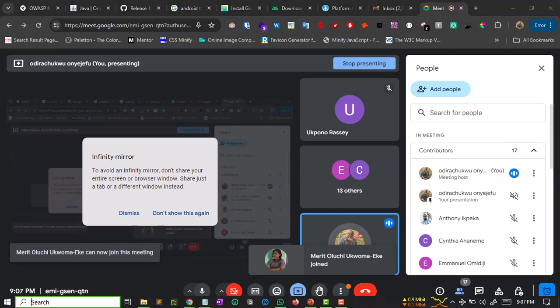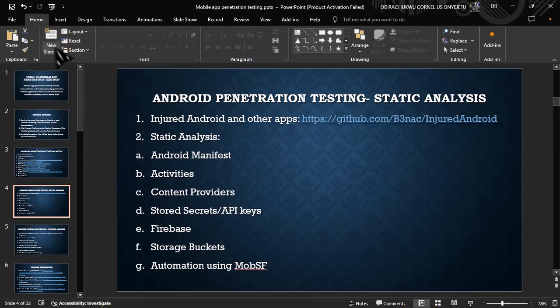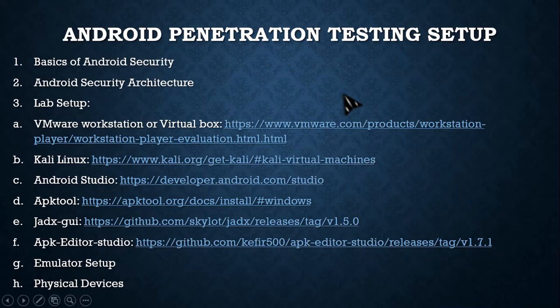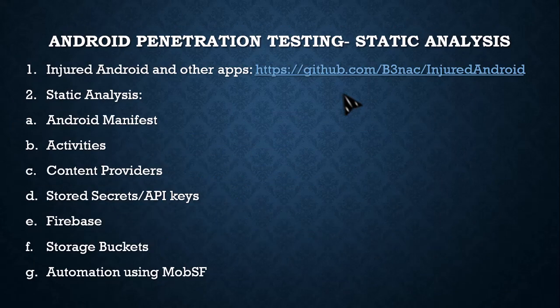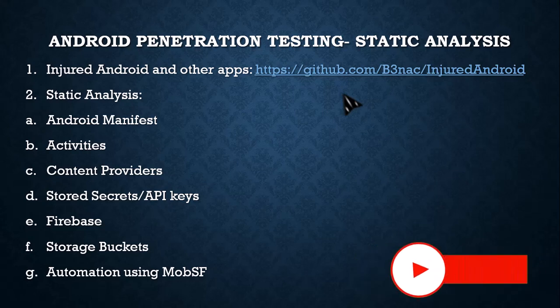Okay, let's go back to what I'm discussing. So we are talking about the Android manifest. In the Android manifest, we are going to look at the activities. We are going to look at content providers. We are going to look at stored secrets or API keys. We are going to look at Firebase storage buckets, and automating the penetration testing using MobSF. It's an application. We get to that later.